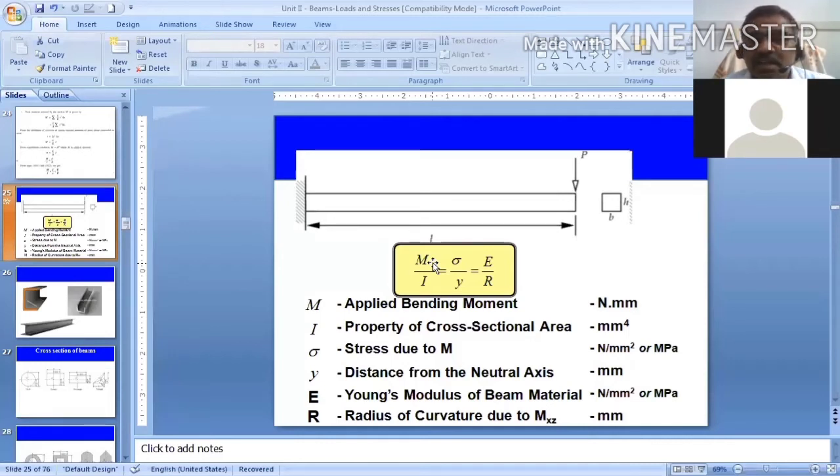So in such cases, how to find the moment, the bending moment, that is important, and we will discuss it later. First we will discuss how to find I, the moment of inertia. That's what we are going to discuss now.